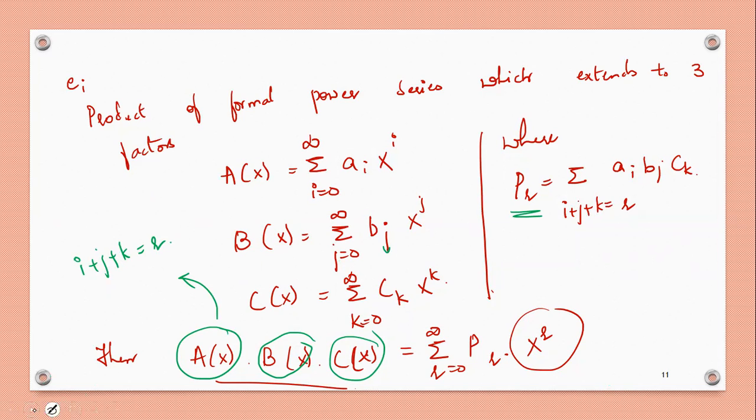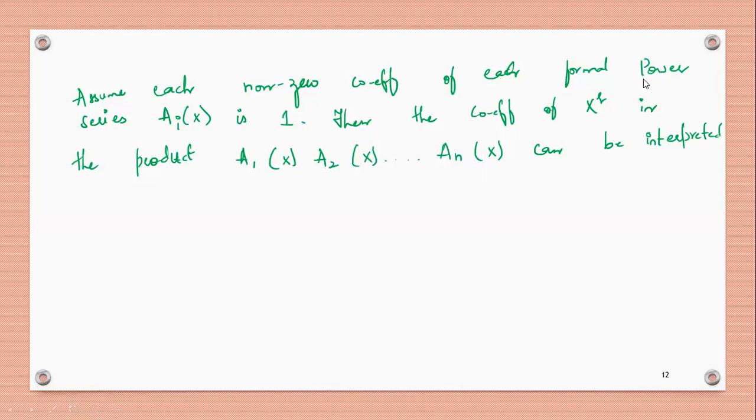Now, based on this, we are stating a definition or a rule. The rule is that assume that each non-zero coefficient of each formal power series ai x is 1. Then the coefficient of x power r in the product a1 x. So instead of a, b, c, we are taking a1, a2, and so on up to an.